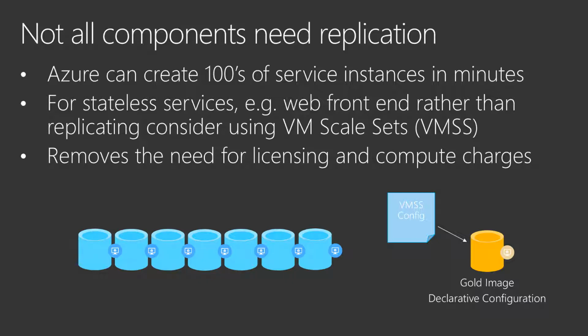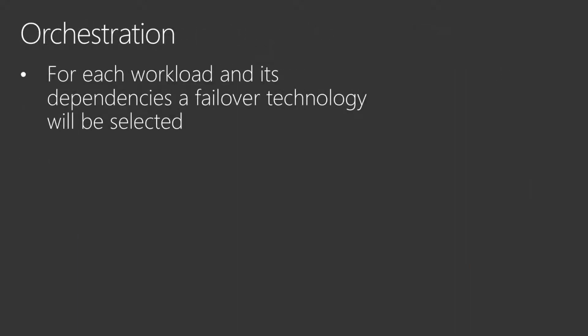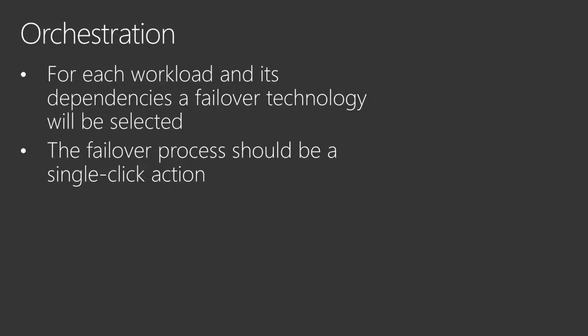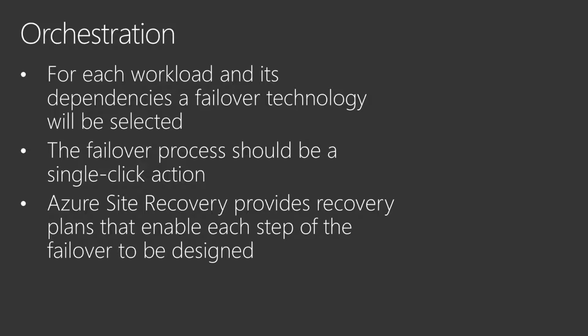Okay. Another thing about disaster recovery is the orchestration. For each workload, there are dependencies. So if you have a web server and a database, how can I orchestrate those? For those examples, a failover process should be a single click action. You should create groups for each of those applications according to their priorities. You need to set up those priorities. Azure Site Recovery provides that plan, but in this case you need some kind of automation.